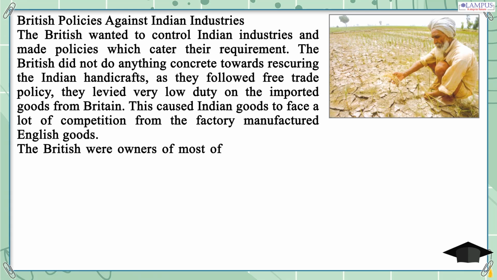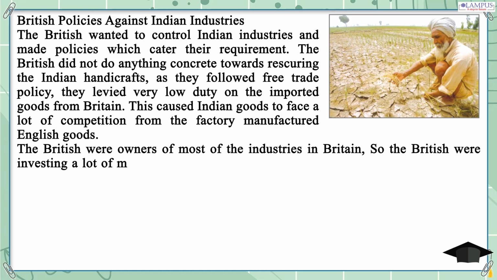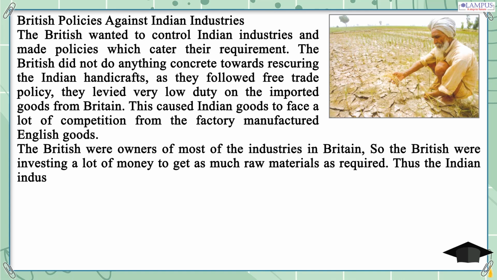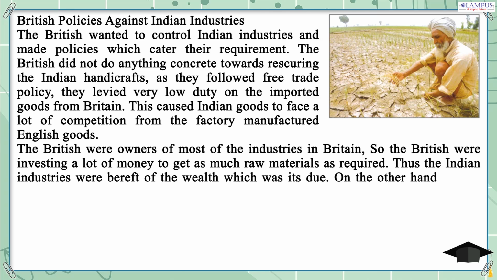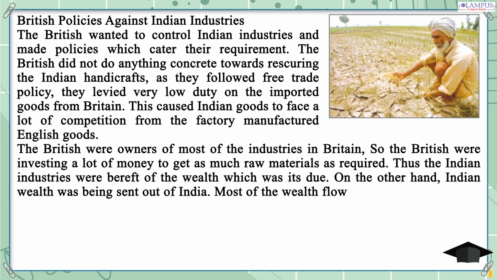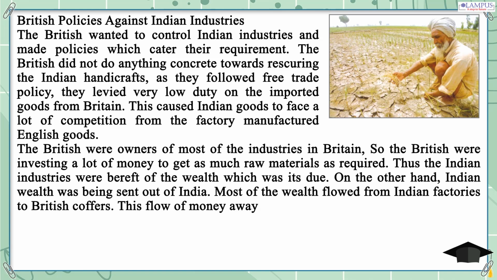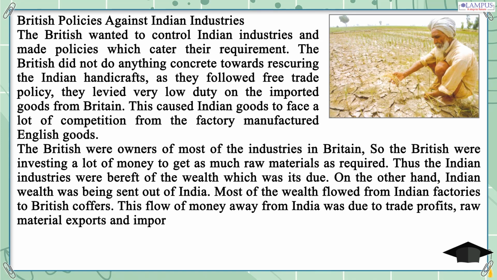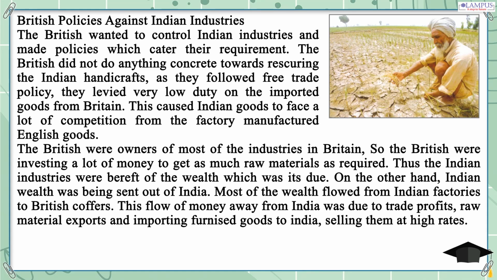The British were owners of most of the industries in Britain, so the British were investing a lot of money to get as much raw material as required. Thus the Indian industries were bereft of the wealth which was its due. On the other hand, Indian wealth was being sent out of India. Most of the wealth flowed from Indian factories to British coffers. This flow of money away from India was due to trade profits, raw material exports and importing finished goods to India, selling them at high rates.